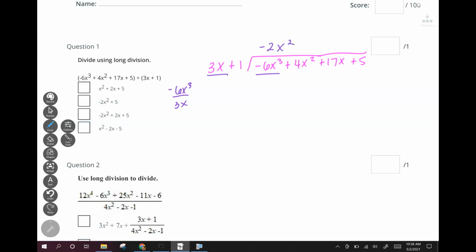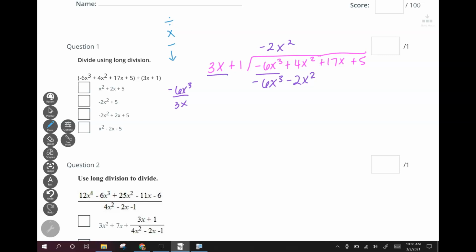Okay, so you divide, then you multiply. You multiply this negative 2x squared times 3x plus 1. So distributing that to the whole thing there. So negative 2x squared times 3x gives you negative 6x cubed. That's what you want to happen. You want those two to be exactly the same. Okay, and then negative 2x squared times 1, because you're distributing that to both terms there. So that gives you negative 2x squared. Okay, and then you're going to multiply. We just multiplied. So the steps are divide, multiply, subtract, bring down.